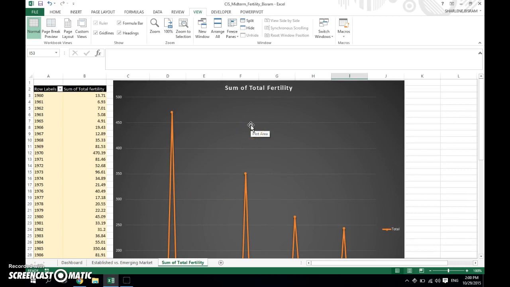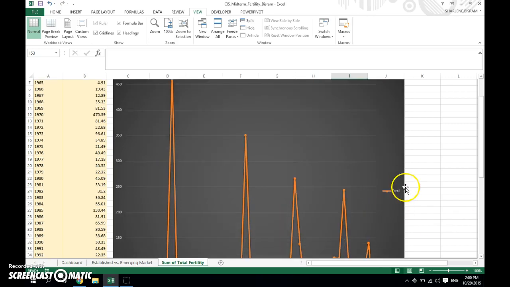So the pivot table in this tab, I found the data to be very interesting because for certain years that we see, there are some peaks. For instance, here in 1970, here in 1985, here in 1995, and here in 2005.